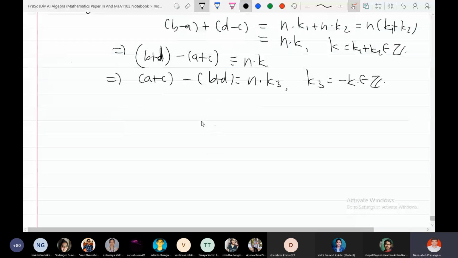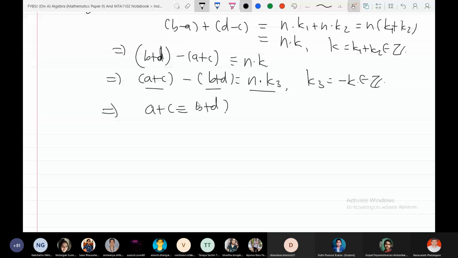Okay, so this is correct. That means this number minus this number is a multiple of n, and therefore by our congruence relation, A plus C is congruent to B plus D modulo n. So this is a very important property of congruence relation.